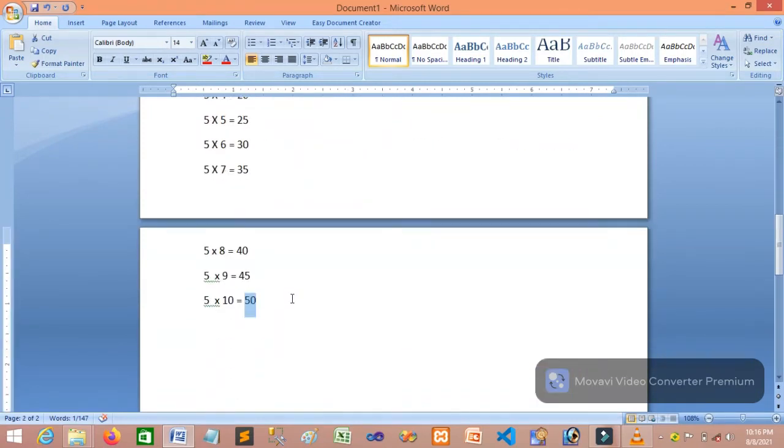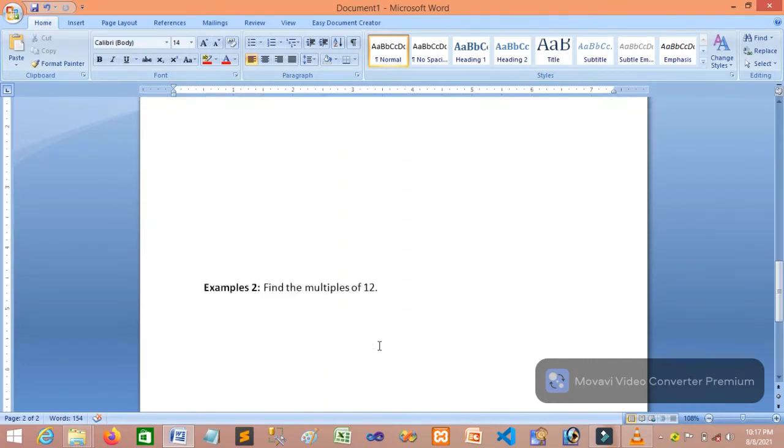So how do we write it finally? The multiples of 5 are 0, 5, 10, 15, 20, 25, 30, 35, 40, 45, 50 and so on. So this is the answer. These are the multiples of 5.